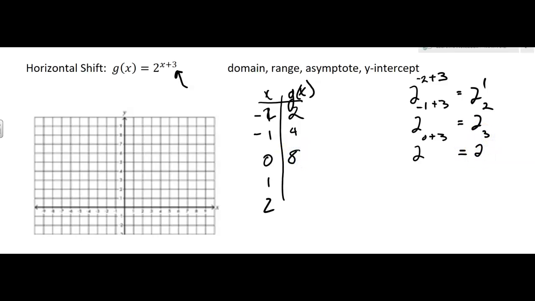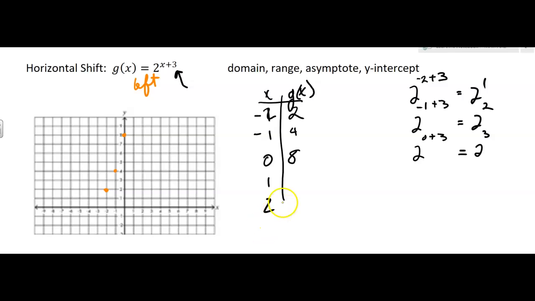Now let's just graph those points and see if we can figure this out. So it's -2, 2. It was -1, 4. And it was 0, 8. I don't even remember having an 8 on the other graphs. But do you see what's happening here? It looks like it's going to shift to the left. Okay, and that's what it's going to do. I don't know if that was your guess, but that's what it's going to do.